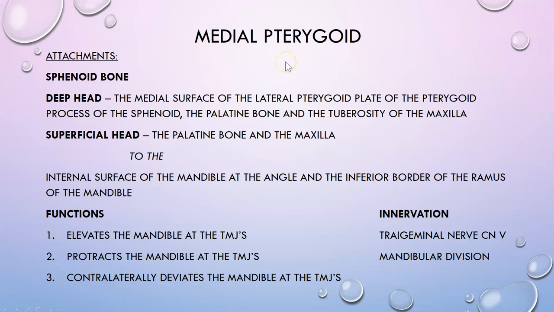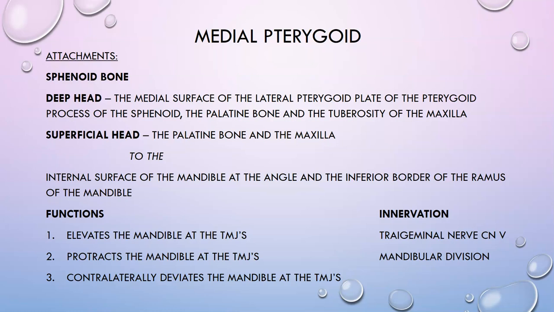All right, we did the lateral pterygoid, and now we have the medial pterygoid. Suffice to say, just from the perspective of their names, the lateral pterygoid sits laterally to the medial pterygoid. So the lateral pterygoid is a little more superficial. The medial pterygoid is a little deeper. So its attachments, it has two heads as well. It has a deep head and a superficial head. Its attachments are to the sphenoid bone.